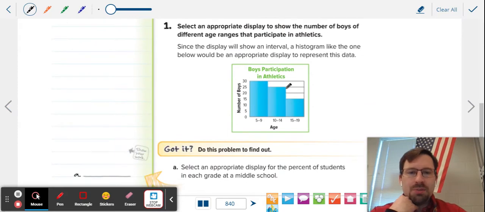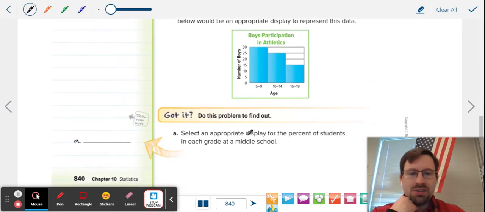So looking up here, select an appropriate display for the percent of students in each grade at a middle school. So we're looking for percents. Percents tell me circle graph. So we're going to do some sort of circle graph or a pie chart to show percents.